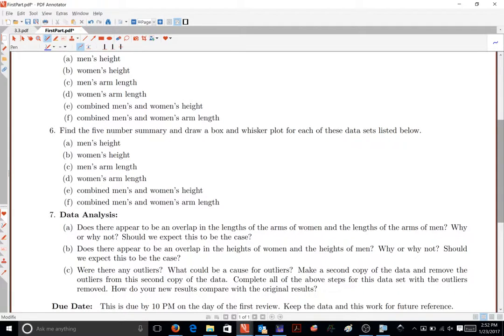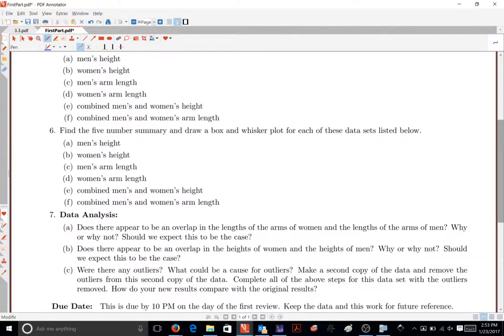Does there appear to be an overlap in the lengths of the arms of women and the lengths of the arms of men? How do you see this? You look at the spread of the box and whisker plots for the arm length for the men and the arm length for the women. Are they in approximately the same lengths? Or do the women start at 18 inches and go to 22 inches, and guys start at 24 inches and go to 30 inches? Is there a difference, or is there some overlap? Are some of the arm lengths the same length or in the same region as each other? So if you look at the box and whisker plots in the labels underneath, you'll know whether they're approximately the same or vastly different. Compare the arm lengths.